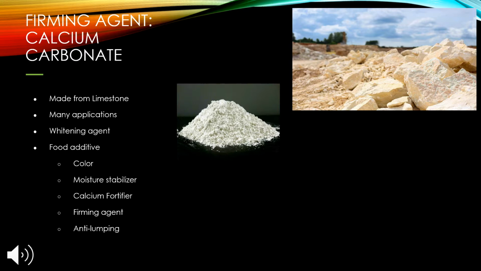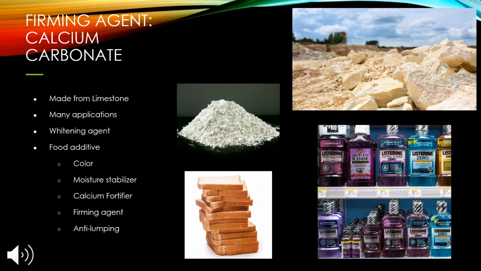Calcium carbonate is a firming agent that has many applications as a food additive. It can be used as a whitening agent or filler for things such as paper, soap, mouthwash, lotions, or other powders. As a food additive, it can be used as another whitening agent, moisture stabilizer, calcium fortifier, and a firming agent. Obviously, it is a whitening agent because of the solid white color of the powder.